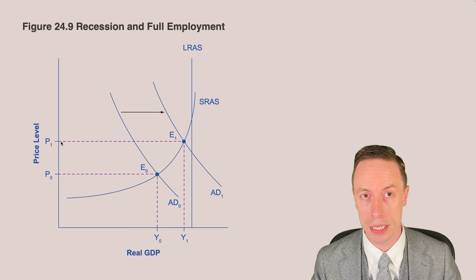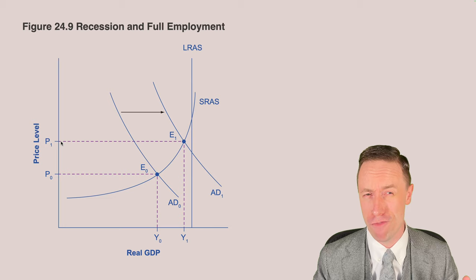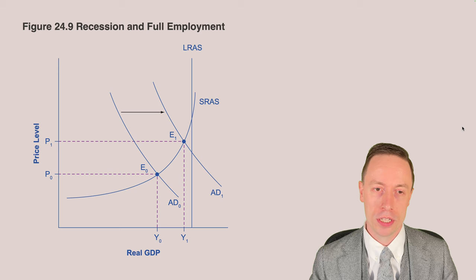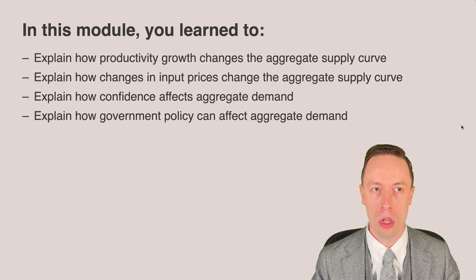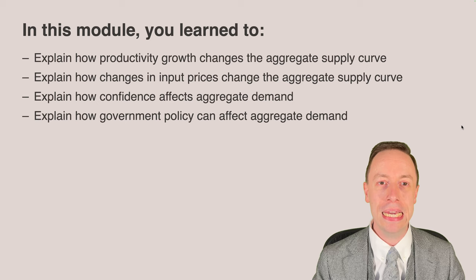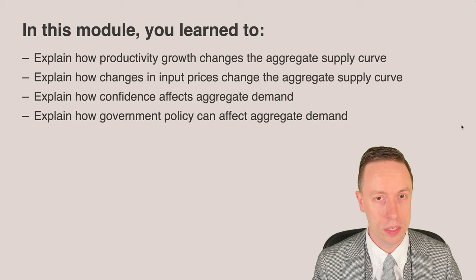And that's just one first example of how economic policy can work in the context of, in this module, we're learning about what shifts aggregate supply and aggregate demand curves. So let's review. In this module, you learned how productivity growth changes the aggregate supply curve, how input prices change the aggregate supply curve, how confidence affects aggregate demand, and how government policy can affect aggregate demand.